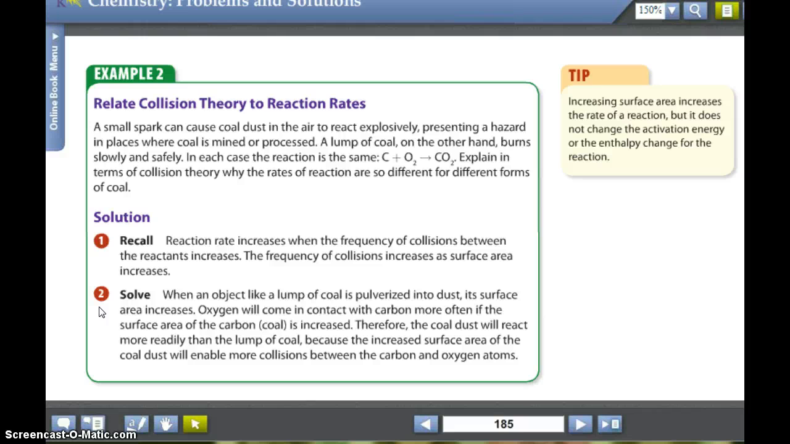When an object like a lump of coal is pulverized into dust, its surface area increases, but again it's the same amount. Oxygen will come in contact with carbon more often if the surface area of the carbon or coal is increased. Therefore, the coal dust will react more readily than the lump of coal because the increased surface area of the coal dust will enable more collisions between the carbon and oxygen atoms.